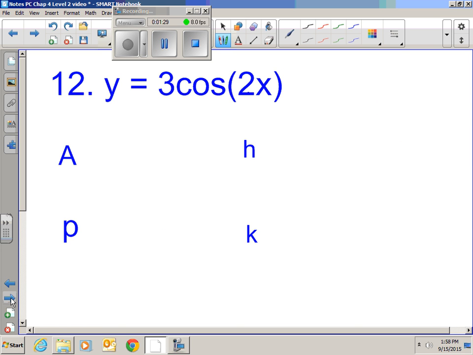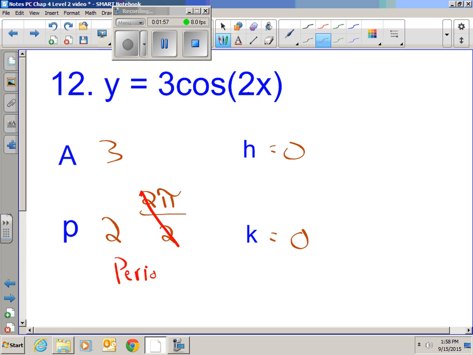So looking at this problem right here, my a is 3, my amplitude is 3, my p is 2. My h and k, I do not see, so those are both 0. There are no shifts. So our period is going to be 2 pi divided by our p, which in this case is 2. I can cancel those 2's, and my period is pi.